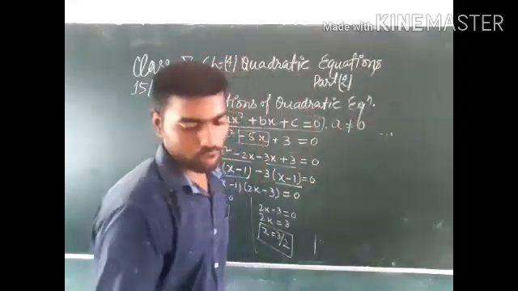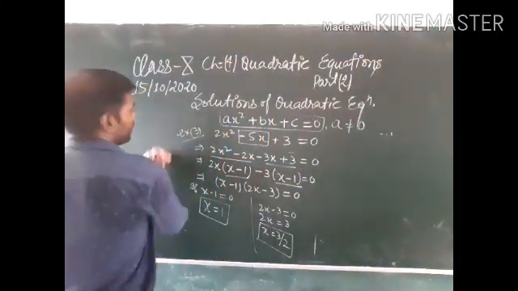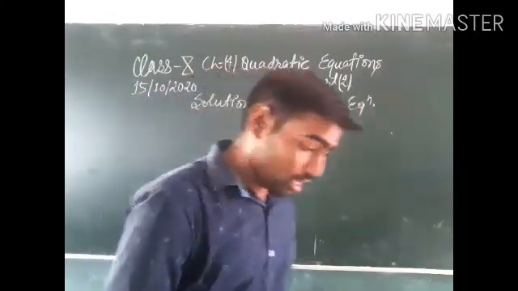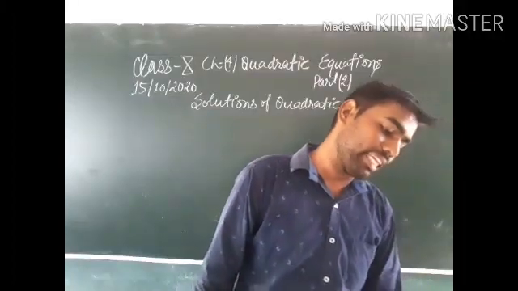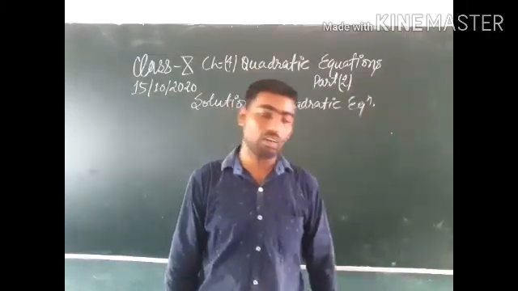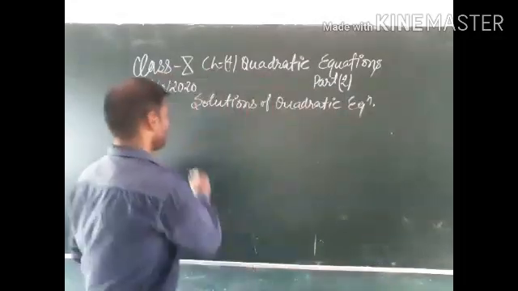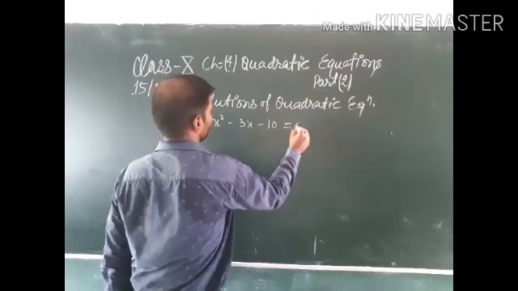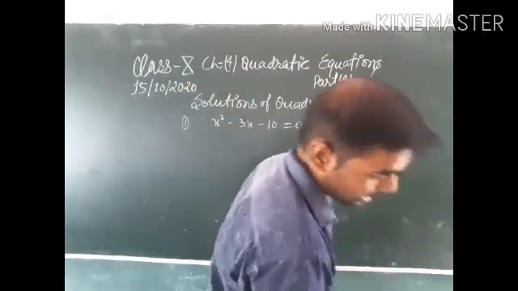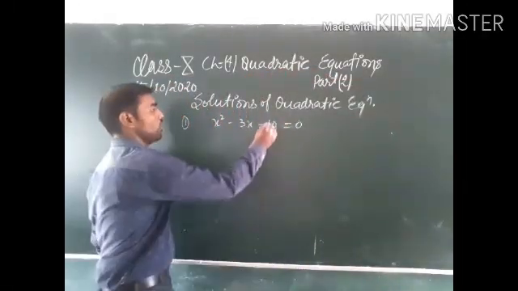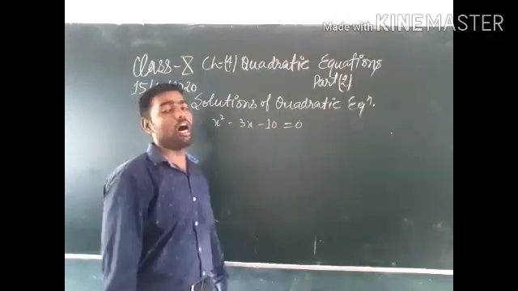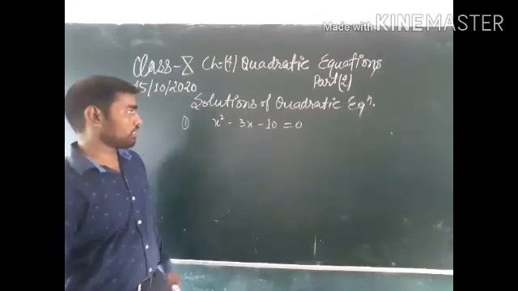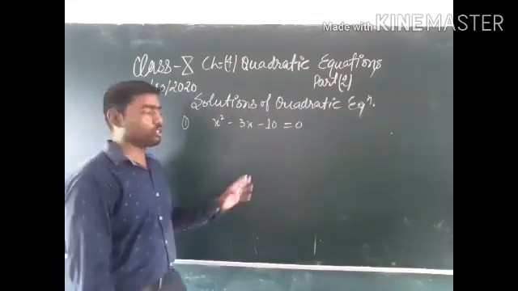Exercise 4.2. The question is: find the roots of the following quadratic equation by factorization. Factorization means, first question, x square minus 3x minus 10 is equal to 0. How many solutions, how many roots does the given quadratic equation have? There are only two solutions.